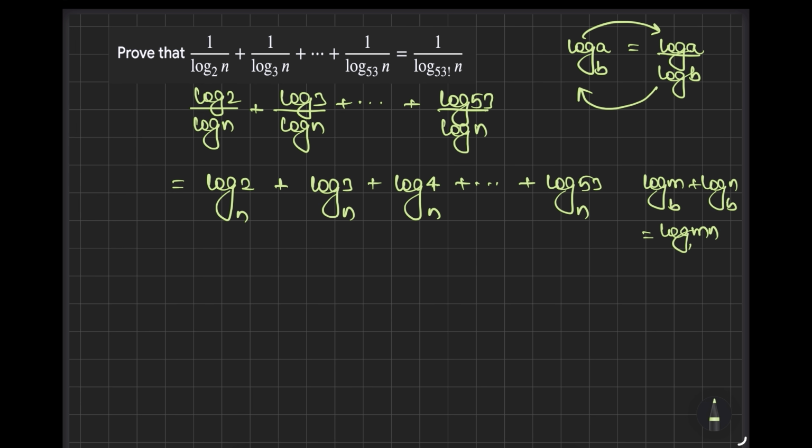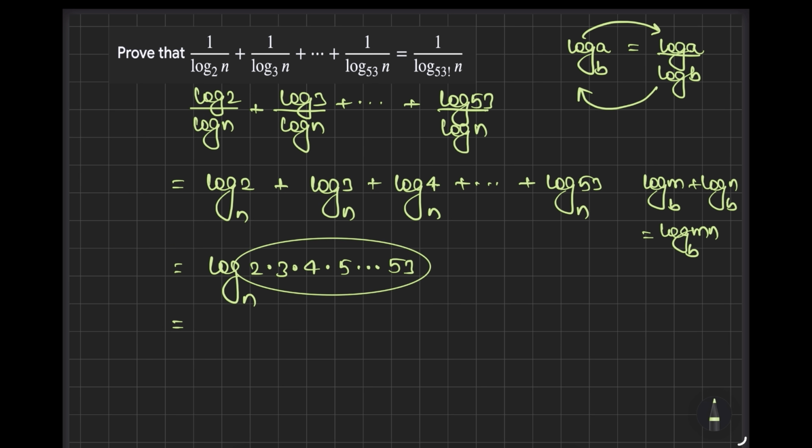Is that okay? So here also, if you observe, you can apply this property and you will find that you get log of 2 times 3 times 4 times 5 and so on up to 53, base n. Okay, and look at this: if you introduce one more 1, it is the product of the first 53 natural numbers.